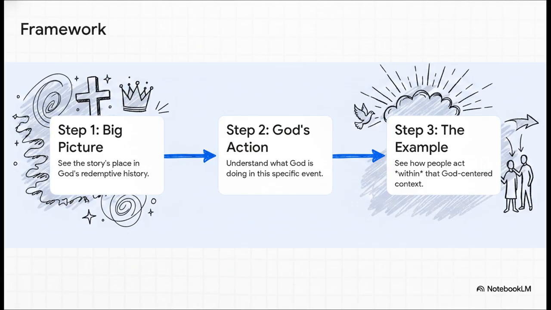First, always start with the big picture. Where does this story fit in the grand story of redemption? Second, figure out what God is actively doing in this specific moment to move his plan forward. And only then, as a third step, can we look for examples of how people respond, either in faith or in failure, to what God is doing.